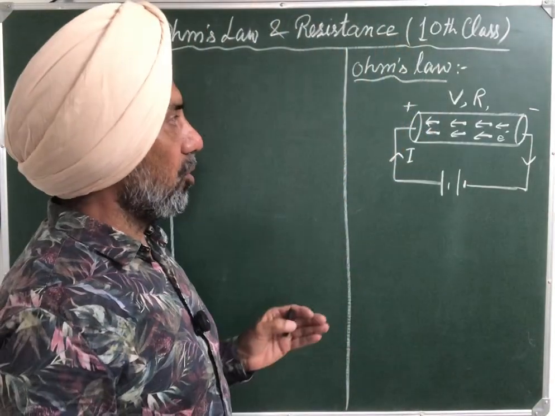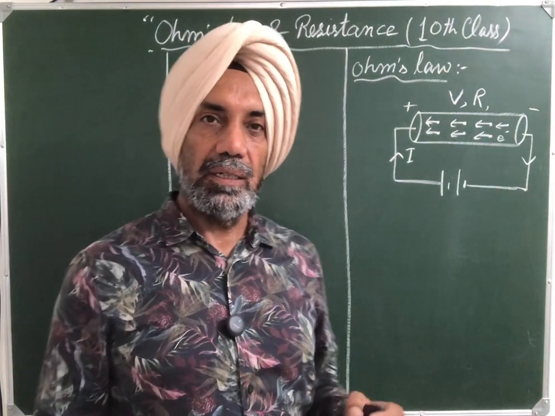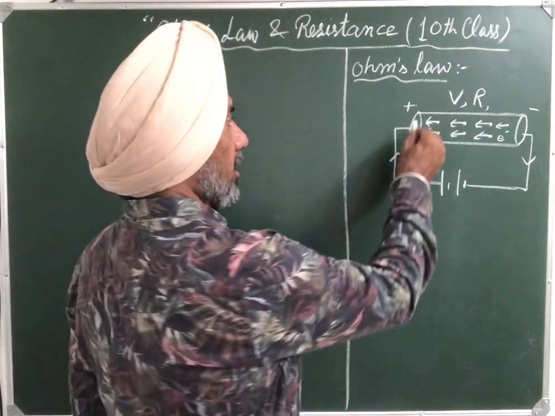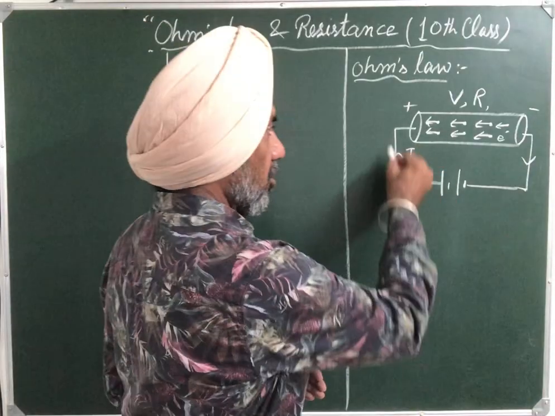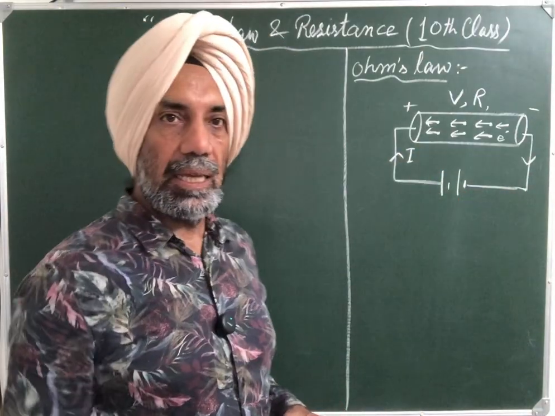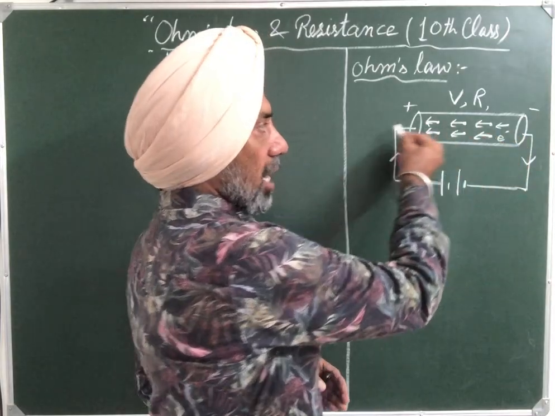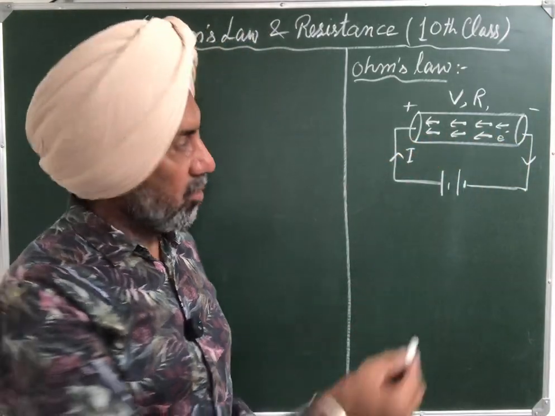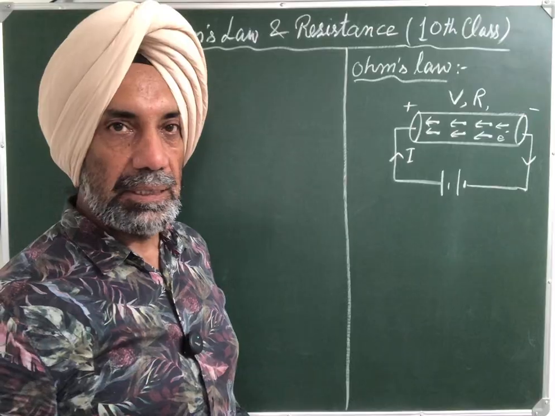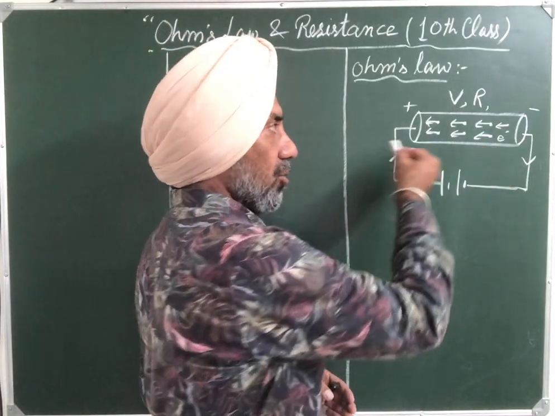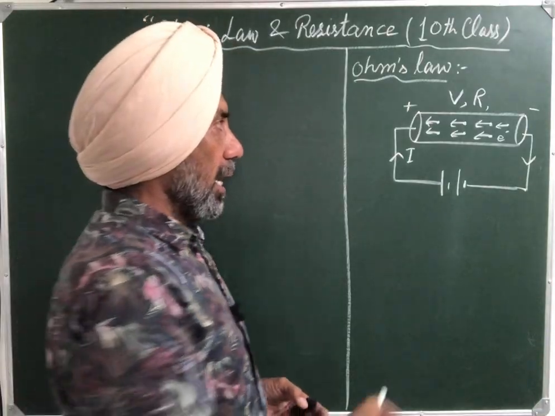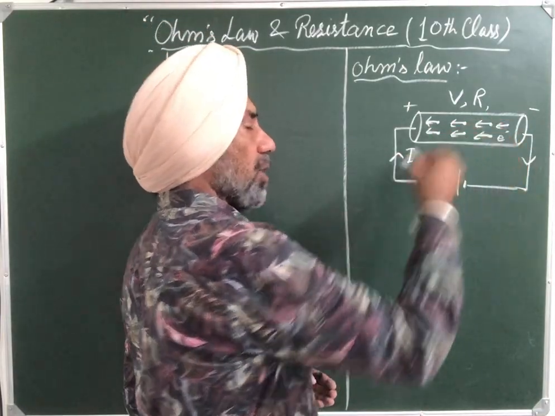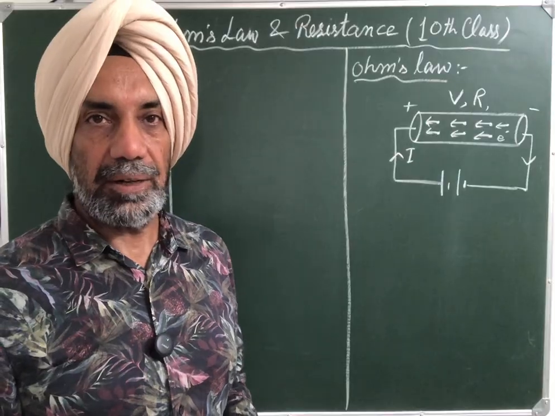In the first video of electricity, I have said when a potential difference is applied across a wire or a conductor, then each and every electron starts drifting toward the positive end of the conductor, and the velocity with which the electron is drifted toward the positive end is called drift velocity, and hence current starts flowing through the conductor.